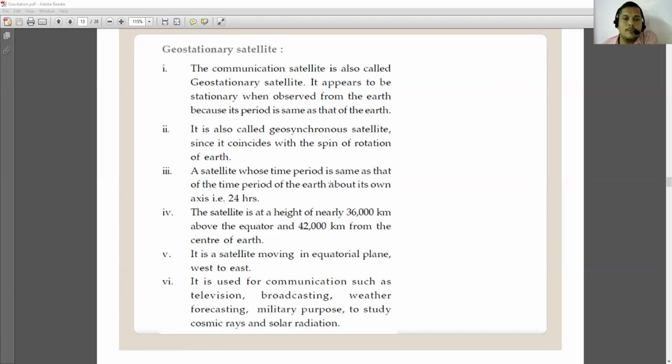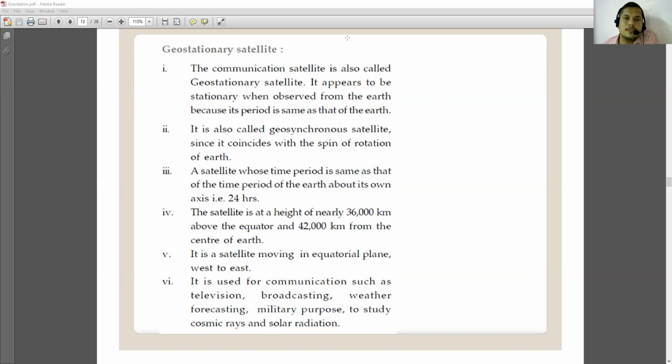A satellite whose time period is same as that of the time period of the Earth about its own axis, that is 24 hours. The satellite is at a height of nearly 36,000 kilometers above the equator and 42,000 kilometers from the center of the Earth. It is a satellite moving in equatorial plane west to east. It is used for communication such as television broadcasting, weather forecasting, military purpose, to study cosmic rays and solar radiations.